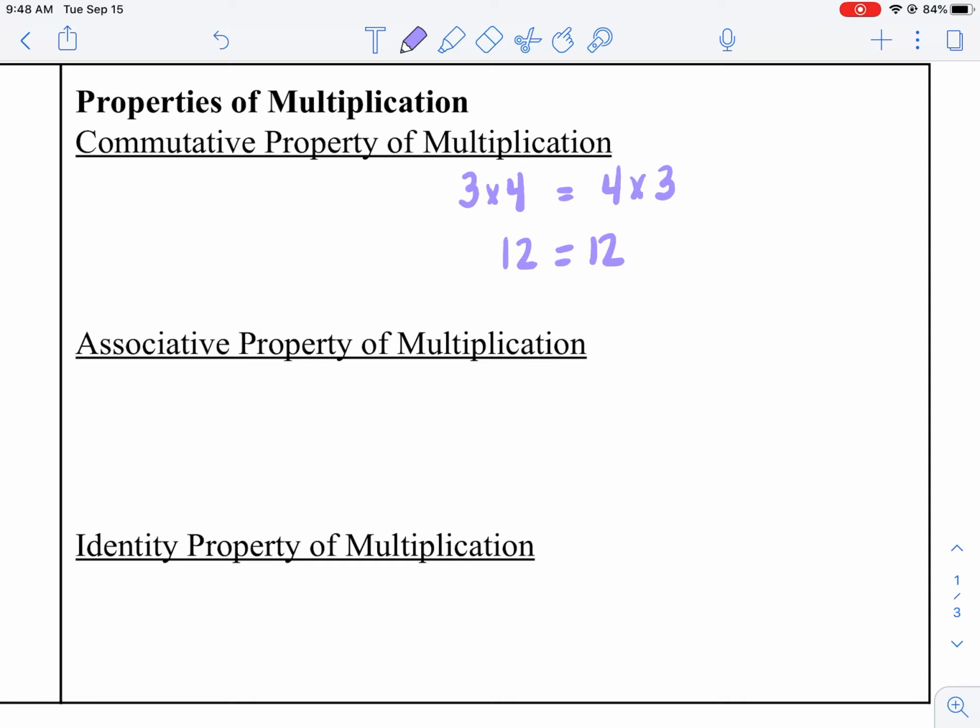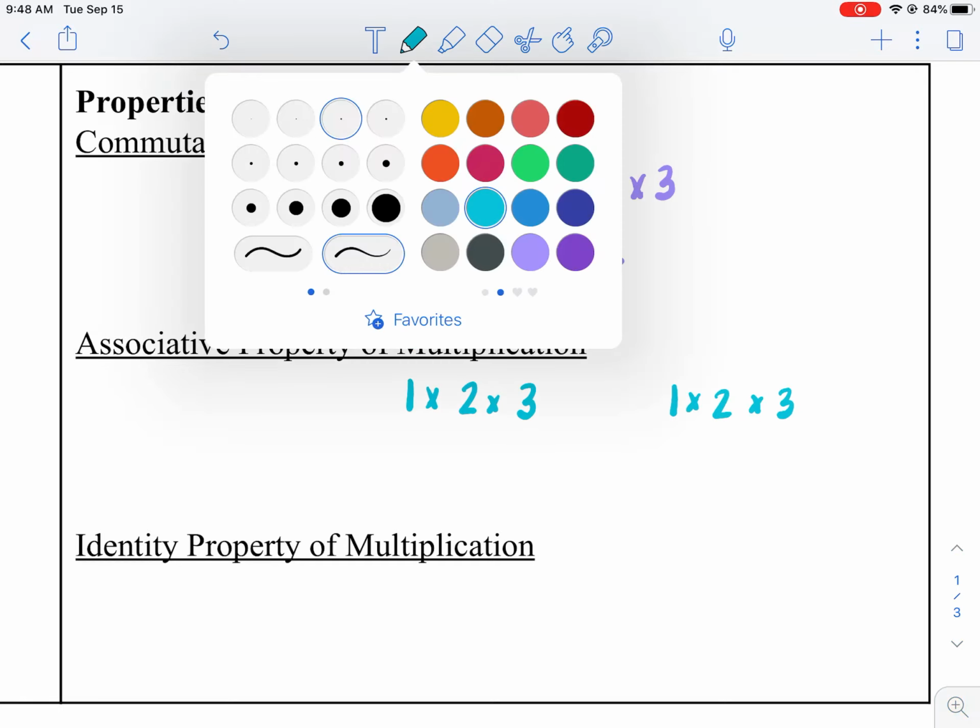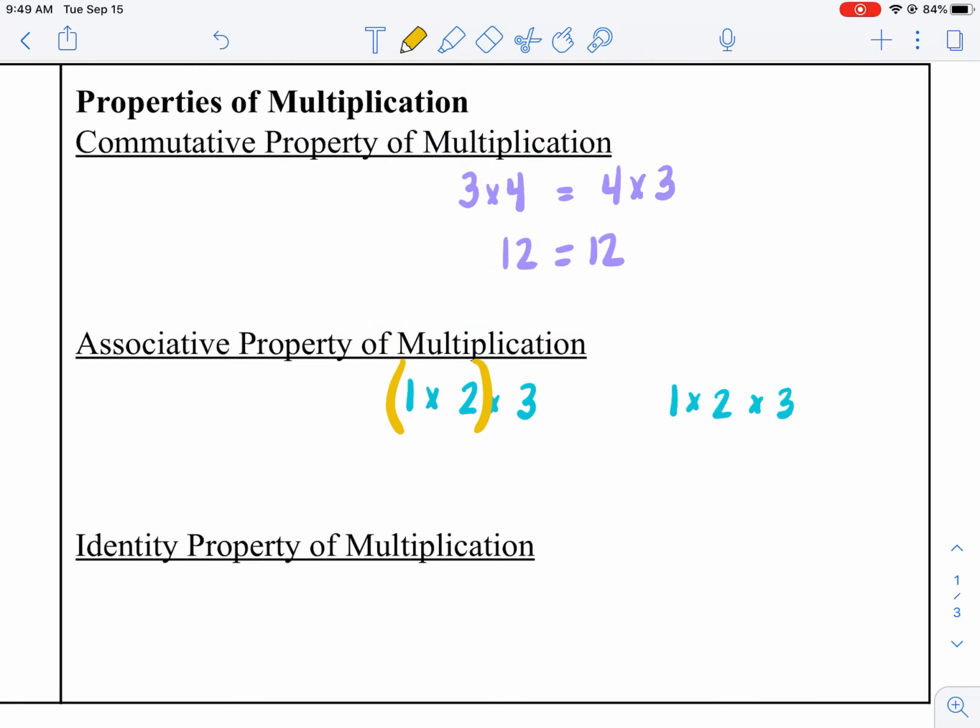Associative property is also the grouping for the same thing. I'm going to just use the same numbers. 1 times 2 times 3, and 1 times 2 times 3. In the first one, I'm going to group these two together. And in the second one, I'm going to group the 2 and the 3 together. Okay, we should get the same answer by the property.